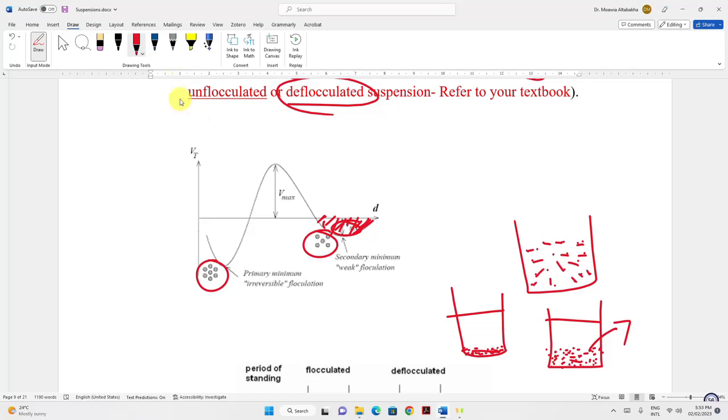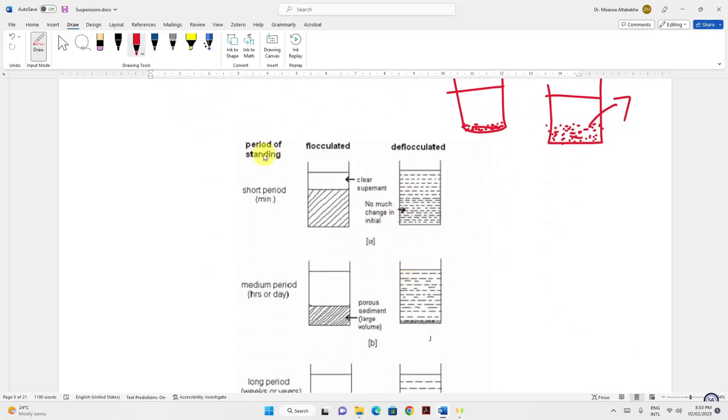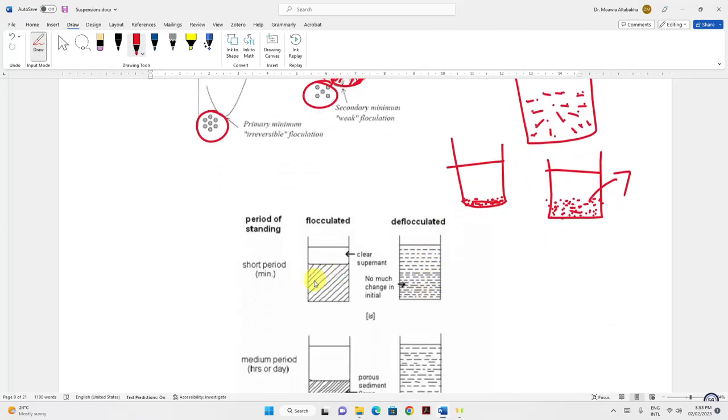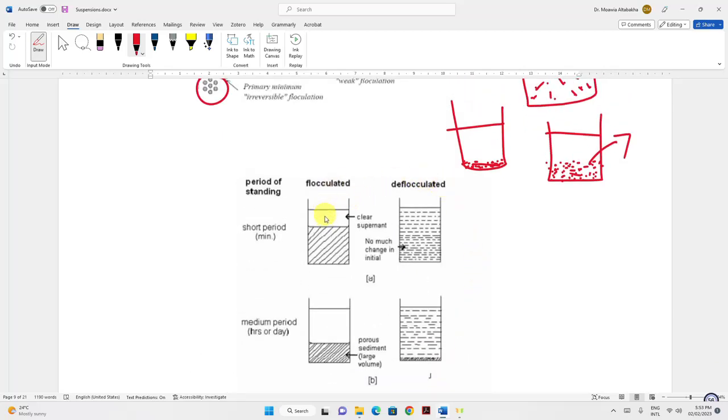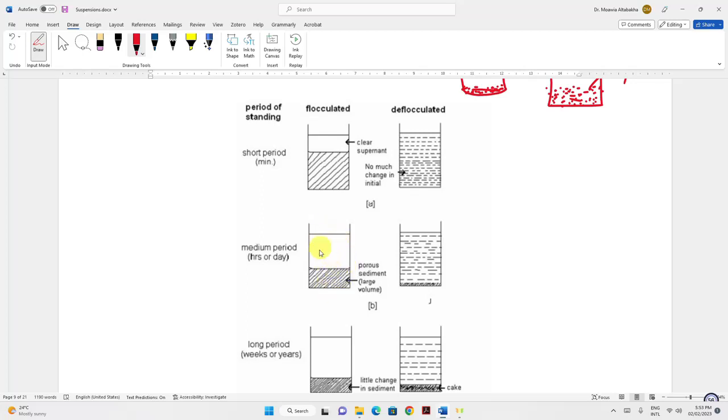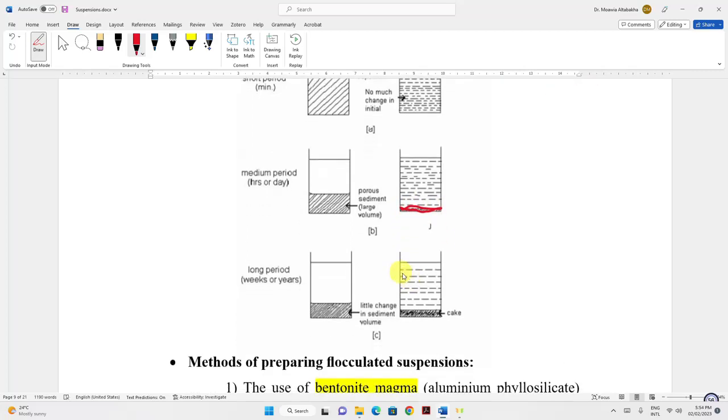Okay, now let's see the difference between both. Look here, period of standing. I have here deflocculated, meaning each particle settles by itself, and here I have flocculated. See what is going to happen with time. For the flocculated, see, there is quick separation. Right? Here you will see that the separation or the precipitation is slower. See here, again, separation continues, but look here, you will start seeing a hard sediment. Eventually, after a long period of time, you will see very hard sediment here, the cake, we call it cake, that is difficult to redistribute, while here we have loose sediment that is easily redistributed.